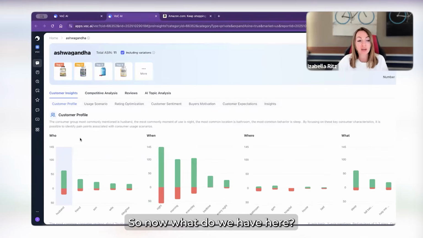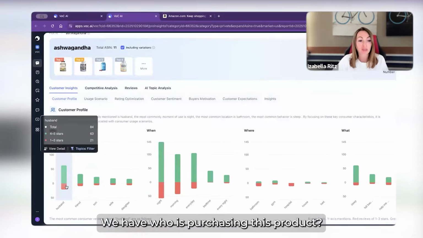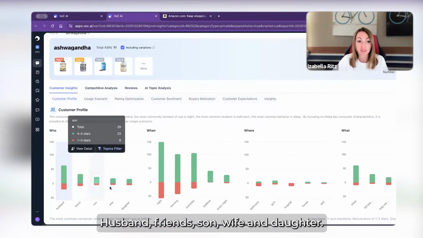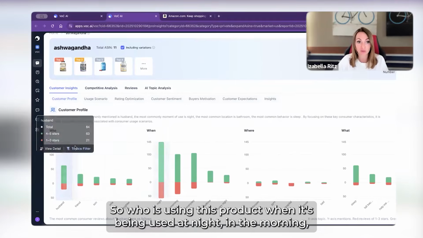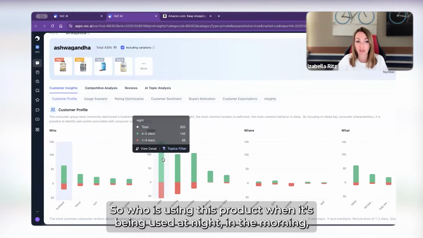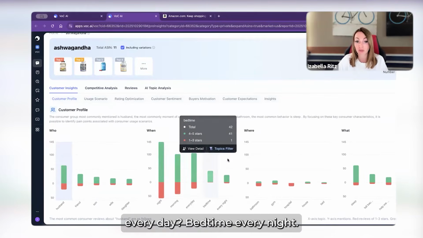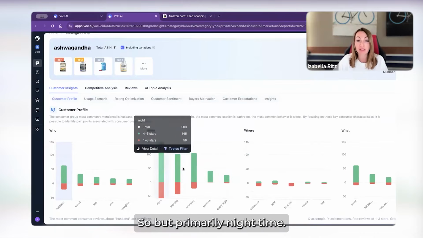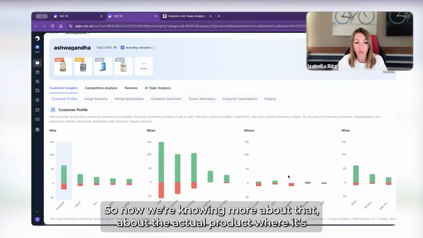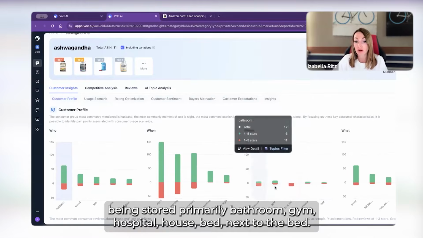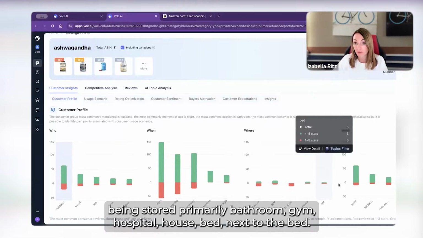So now, what do we have here? We have customer profile. We have who is purchasing this product. Husband, friend, son, wife, and daughter. So who is using this product? When it's being used at night, in the morning, every day, bedtime, every night. So, but primarily nighttime. So now we're knowing more about the actual product, where it's being stored, primarily bathroom, gym, hospital, house, bed, next to the bed.